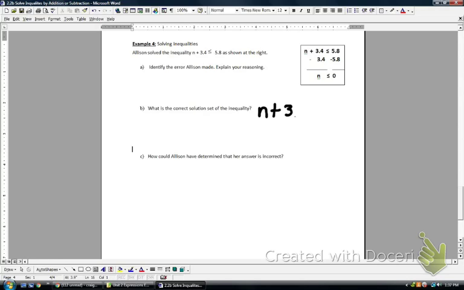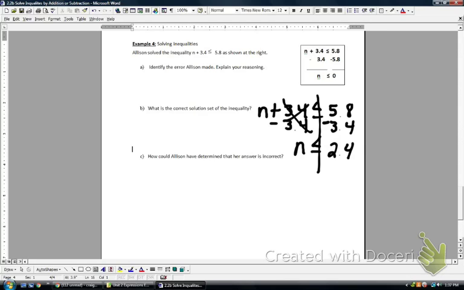So I have n plus 3.4 is less than or equal to 5.8. I'm going to subtract 3.4 from both sides. N is less than or equal to 2.4. Okay, so this is what she should have gotten. And so I've done part B. So let's go back up and see what she did.